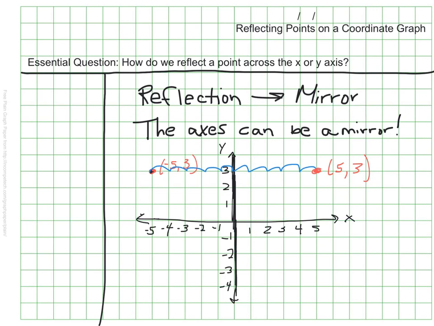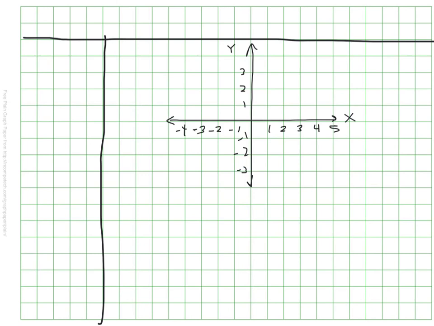Let's look at another example, this time reflecting across the x-axis. This time we'll plot the point -4, 3 right here. So we have -4, 3. And this time we want to see what happens if we reflect across the x-axis. That means that our x-axis this time is going to serve as our mirror.